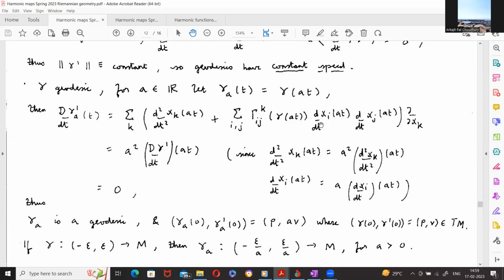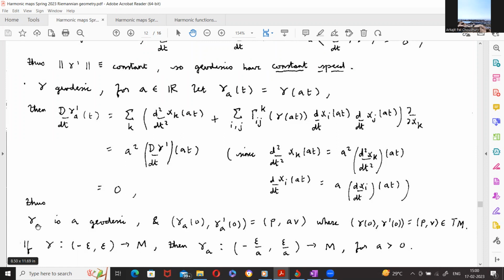It's just the chain rule. An a will come out from here, an a from here, and an a squared from here. So you can take that a squared common, and what remains inside is going to be the covariant derivative of gamma prime at the point at. So if gamma is a geodesic, then this D gamma prime dt is 0. So this is going to be 0. That means that gamma_a is also a geodesic, right?